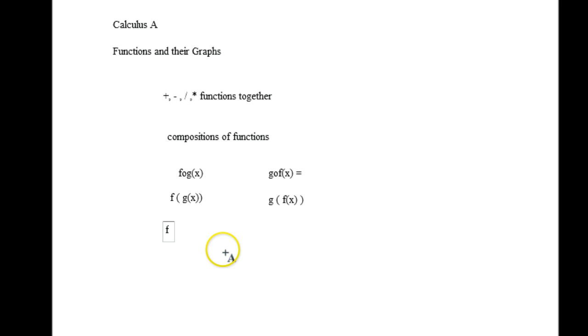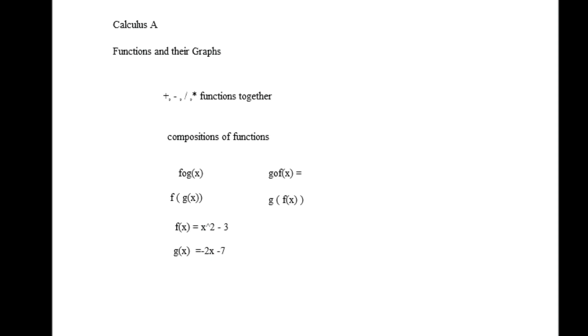For example, if I had f of x equals x squared minus 3. I hate when I forget to type in the closing parenthesis. It looks like an emoticon. And let's say that g of x was equal to negative 2x minus 7.